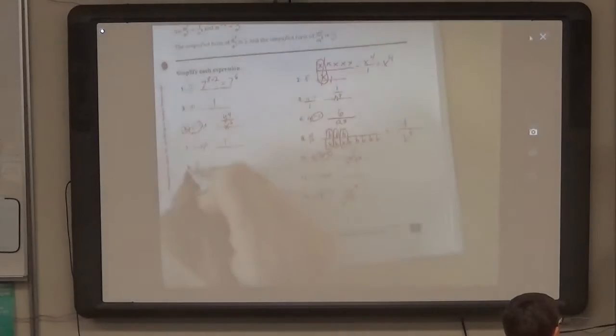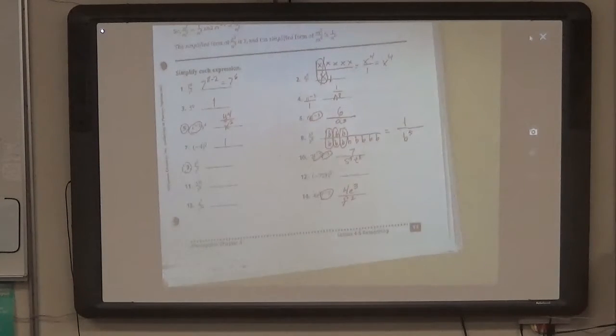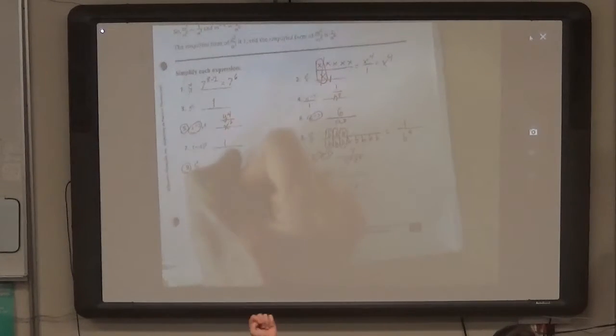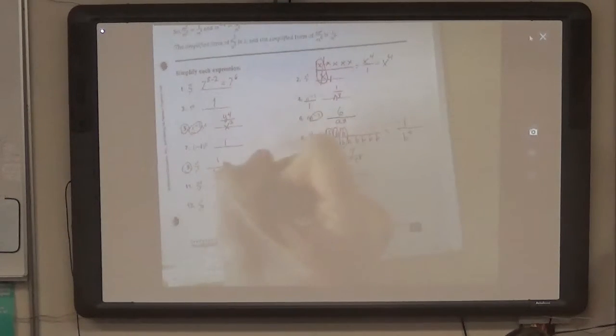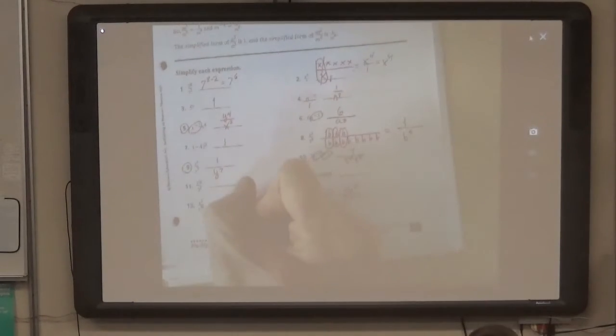How about number 9? How would you simplify 9? 1 over y to the 7th power. The difference is 7. Number 13 would be 1 over z to the 27th power.